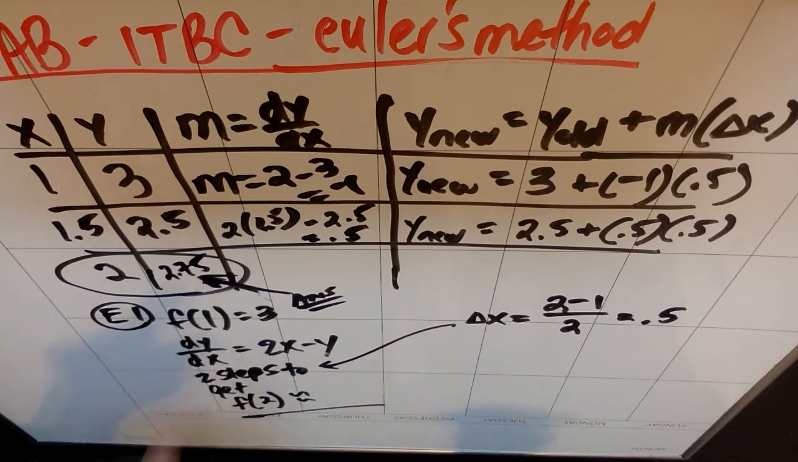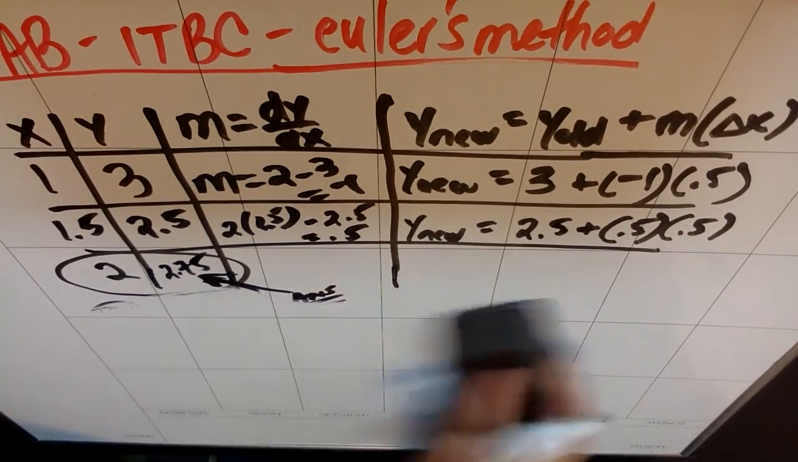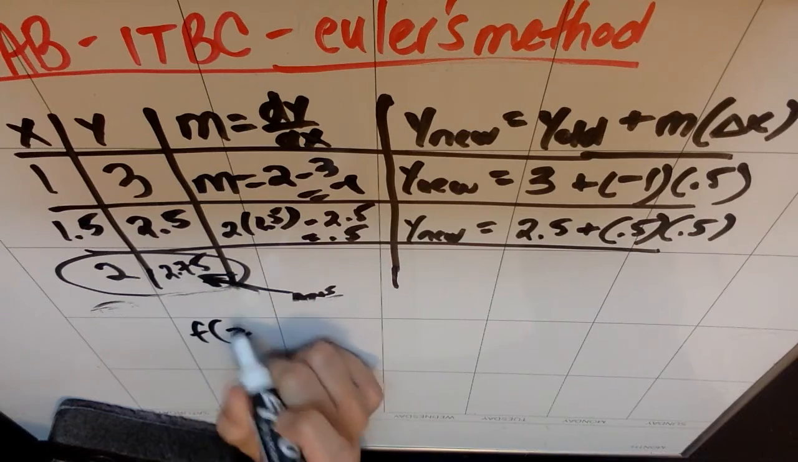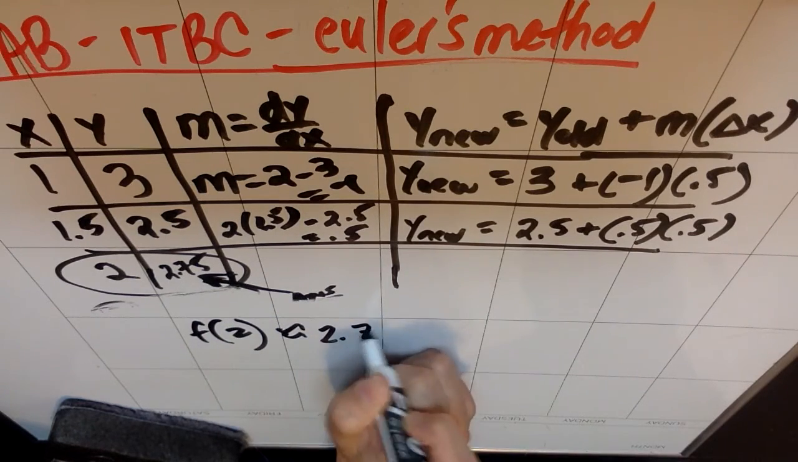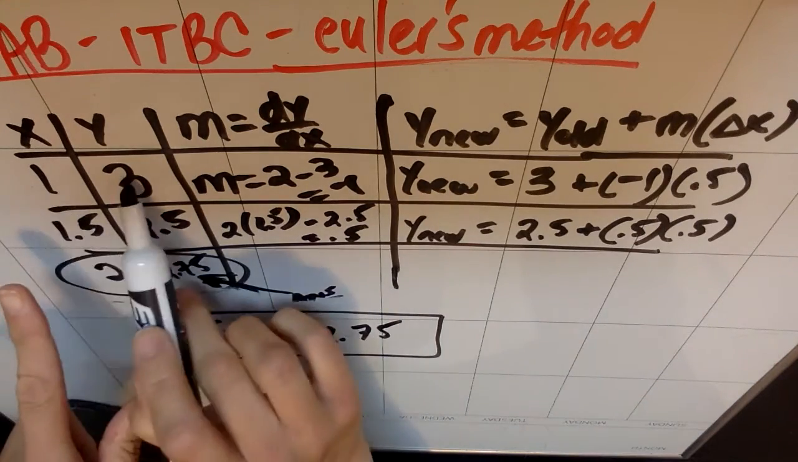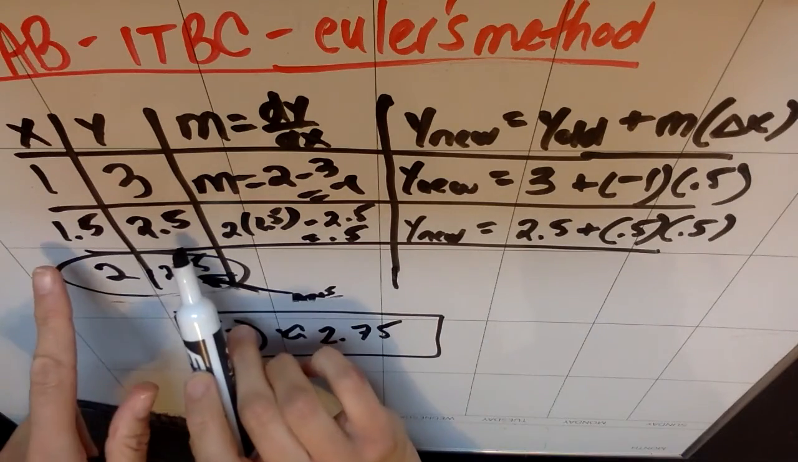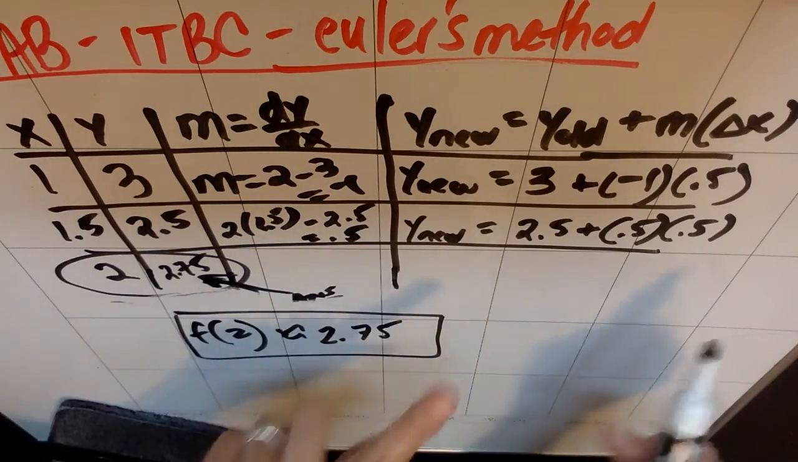So my f of 2, right, so my answer in this problem is that f of 2 is approximately 2.75, right? So again, they're going to tell you how many steps to use, or they're going to tell you the step size, or both, right? You're going to have the x and the y, use them to find slope, and then use point slope formula to find the new y. Do it again, do it again, do it again.